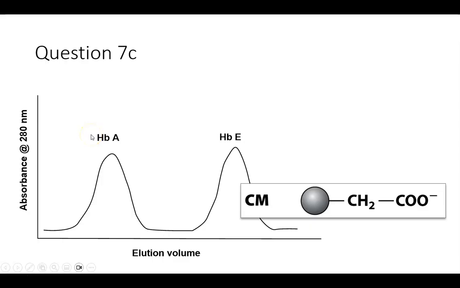So remember, Rashmi's mother has normal hemoglobin A, and she has a hemoglobin E, which has a normal alpha chain and a mutated beta chain.